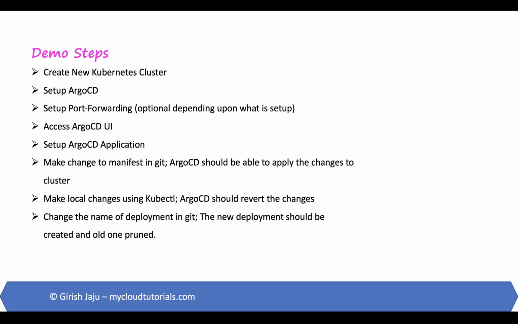So our demo steps would be something like this. We'll create a brand new Kubernetes cluster which has no application or namespace, etc. created. We'll set up Argo CD. We'll set up port forwarding because I'm using the kind utility to create the Kubernetes cluster, so I can access the Argo CD UI from the local host. You may or may not need it depending upon which cluster you're using.